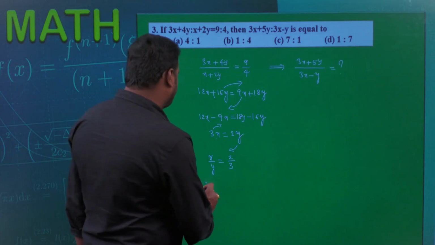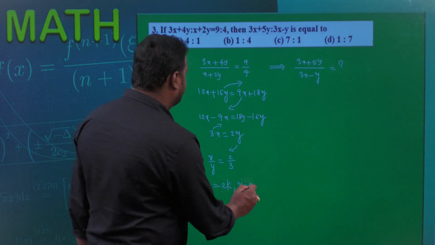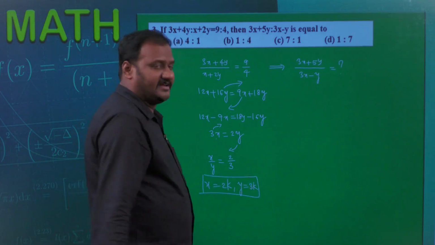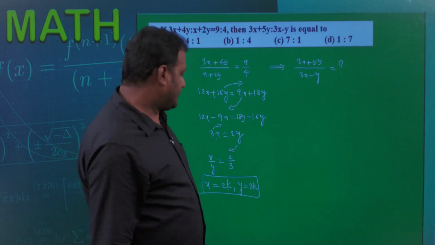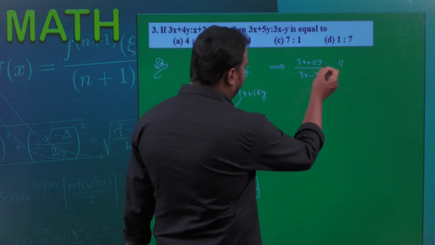Can I take x is equal to some 2k and y is equal to some 3k, right? Because x by y is equal to 2 by 3. I cannot take x is equal to 2, y is equal to 3 because that's a ratio. So x is equal to 2k, y is equal to 3k. I will substitute that over here.